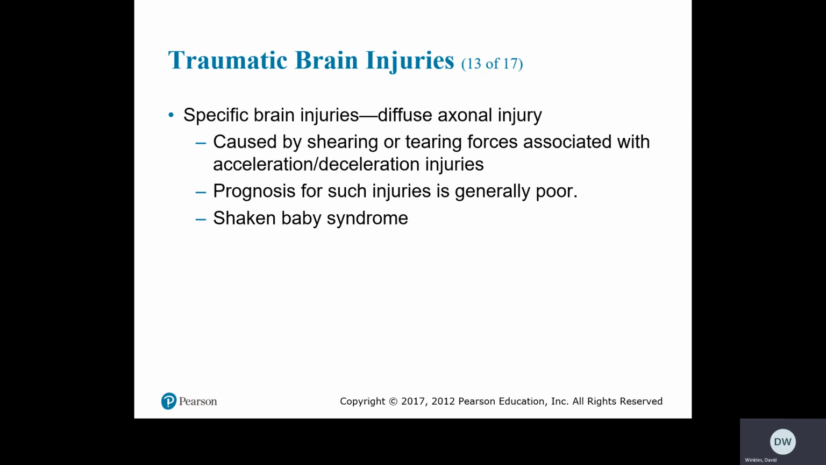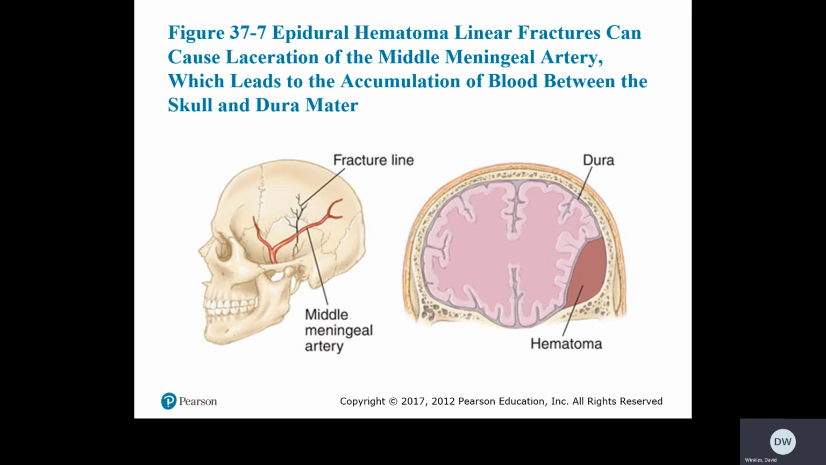So depending on the forces, the amount of forces, and everything that's going on with this, the prognosis for these injuries is generally poor. An example would be shaken baby syndrome, where all that force is just shaken out. If you think of a bowl of Jello or something, and you just forcefully shake it, it's going to disrupt it. It's going to tear it. It's going to cause issues there. And the same thing is really going on in the brain.